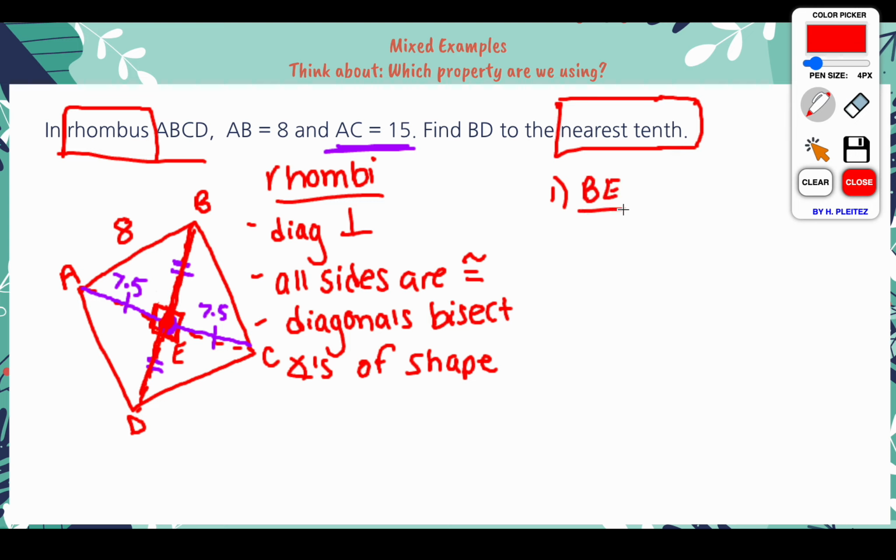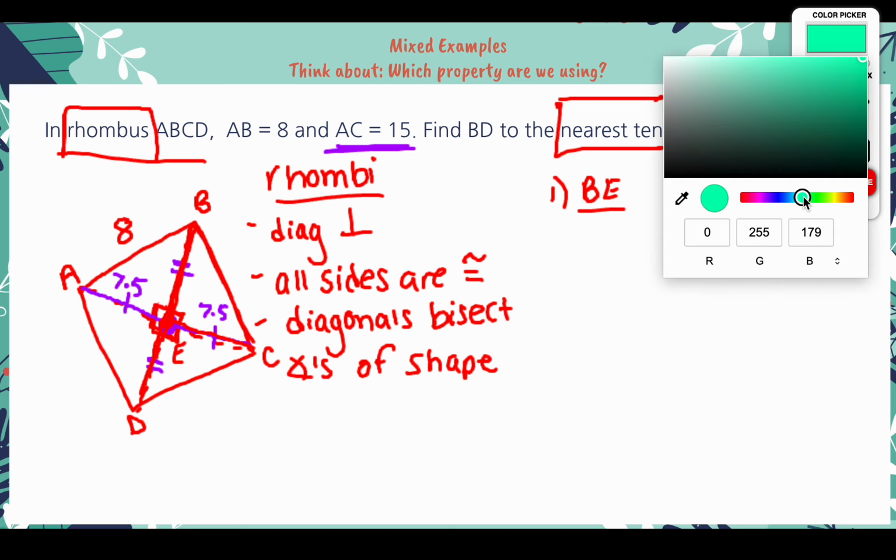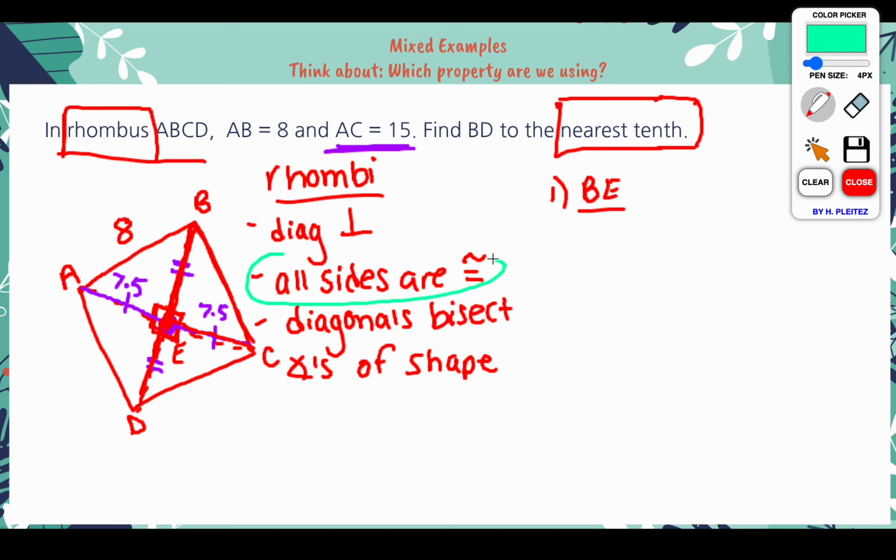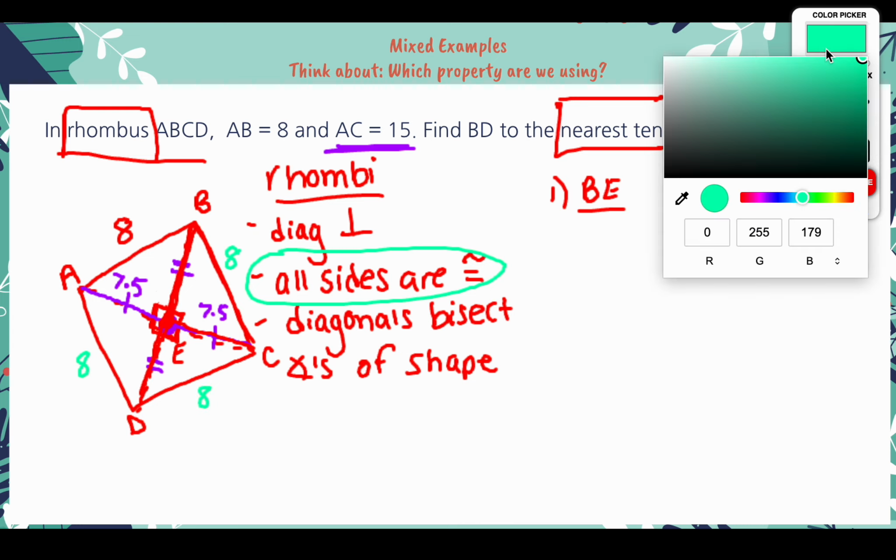And I'm going to be able to do that by taking one of these right triangles, and I also skipped something actually. Let's do this in a light blue color. In a rhombus, I know that all sides are congruent, right? So I know that if AB is 8, all of the other sides are going to be 8 as well.